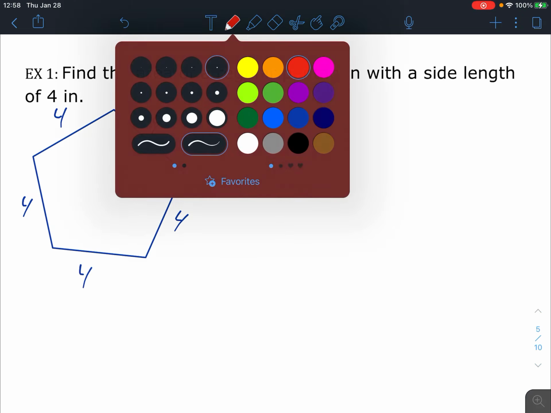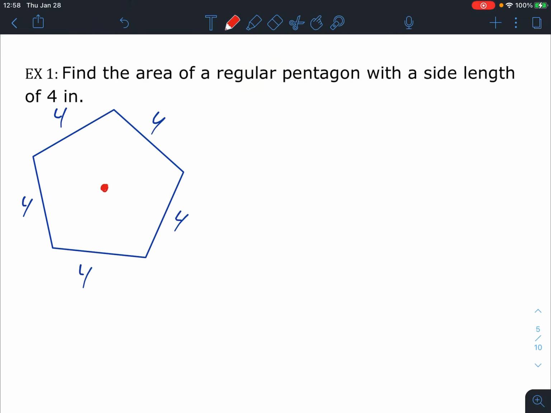All right, so first thing we're going to do is find the center. And we're going to use the center to draw in an apothem and a radius. I know you're probably thinking it's not a circle, it's a radius, but yes, these all do have radii as well. And that's just the distance from the center to a vertex. And we know the apothem is perpendicular, so what we did is we just created a right triangle, which I'm going to draw a little bit bigger over here.